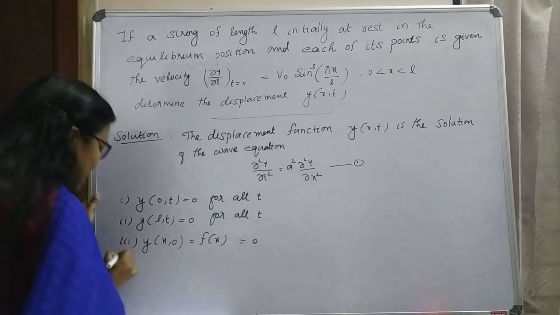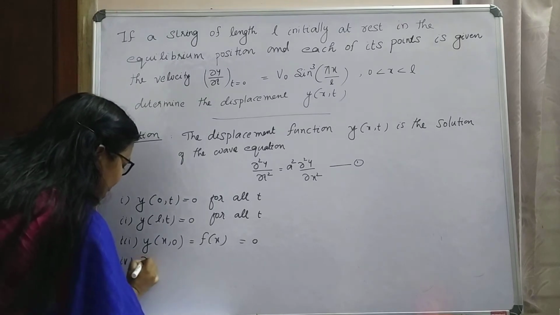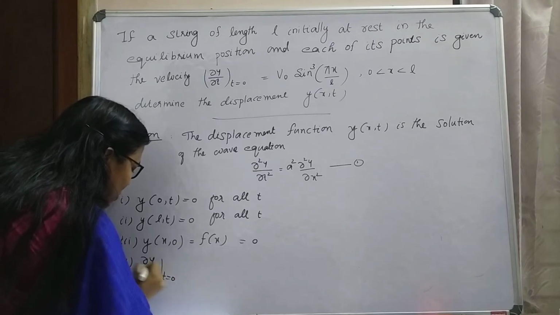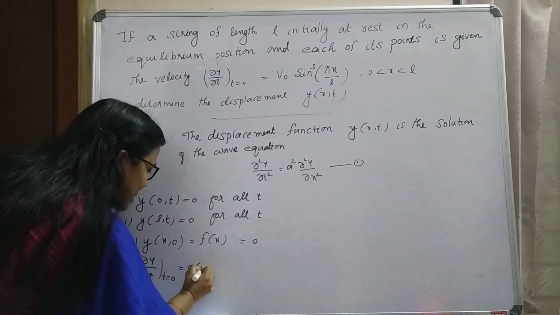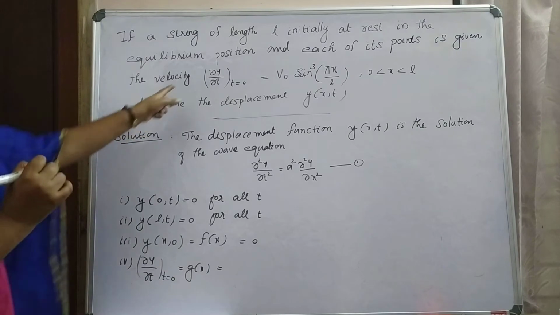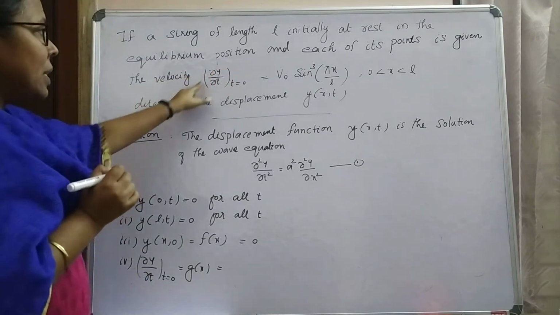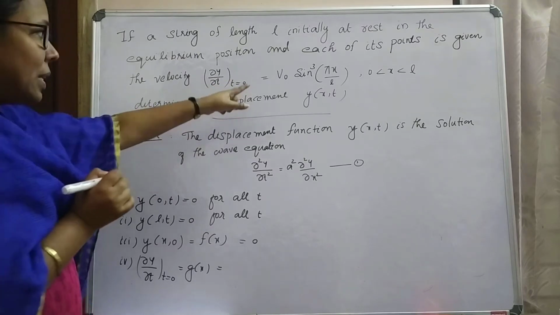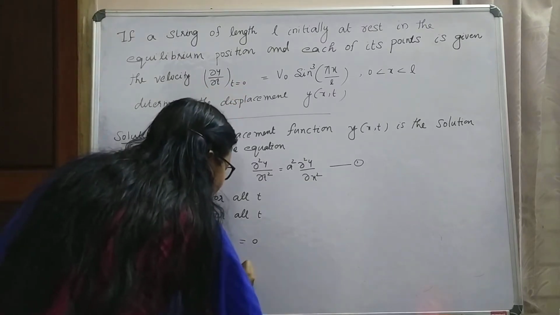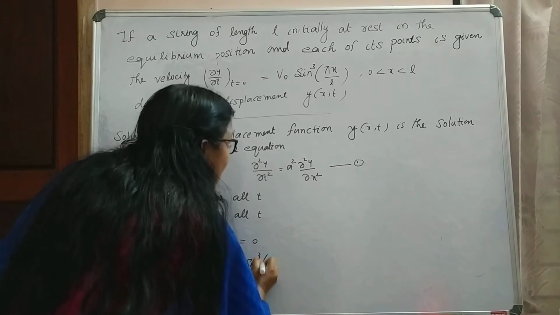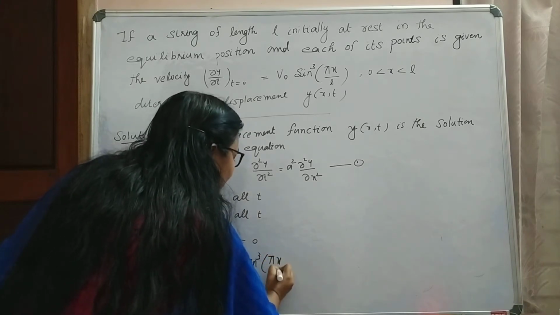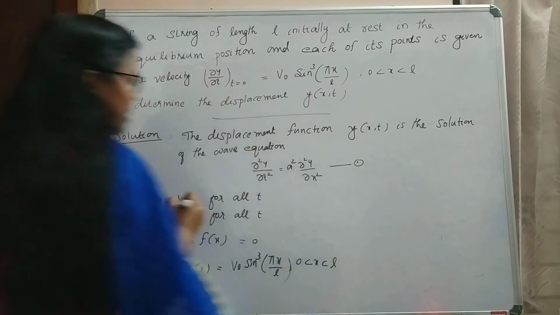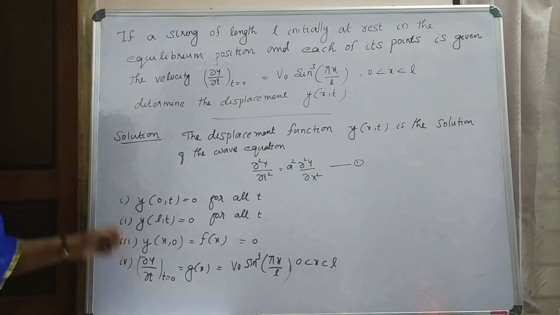Now fourth boundary condition is initial velocity, that is ∂y/∂t at time 0, which is taken as g of x, which is given in the question itself, that is the velocity at time 0. ∂y/∂t at t equal to 0 means initial velocity is given as v0 sin³(πx/L), 0 less than x less than L. Here we write all the four boundary conditions.